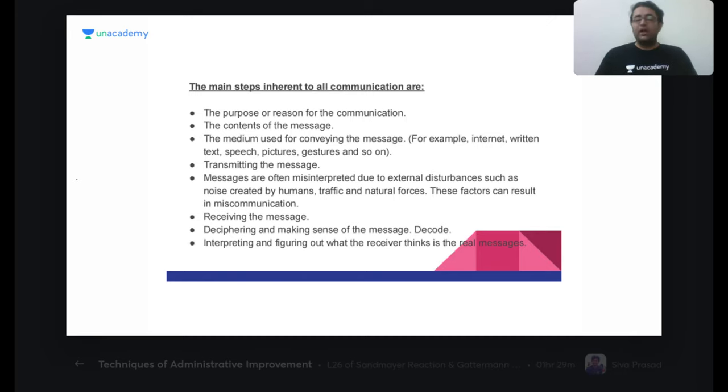Deciphering and making sense of the message. Now, once I pass on a message to you, it is your responsibility to decipher it. Decipher means get into the details, and see if it makes sense. If it doesn't make sense, obviously you as students have the right to come back and ask me, sir, we did not understand what you just said. Please explain it again. Interpreting and figuring out what the receiver thinks in his real messages.